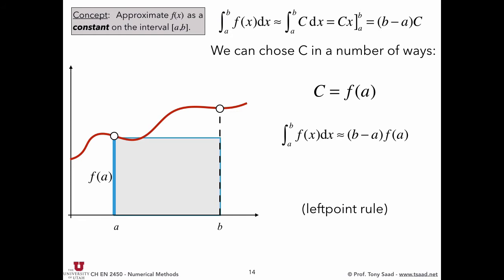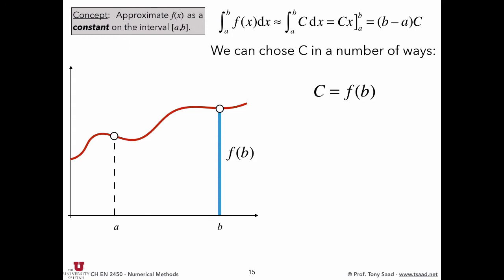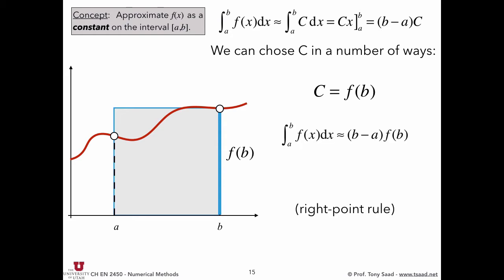Obviously, in this case we're committing an error, and that error is this gap between the rectangle and what we left off under the curve. We can also choose the constant to be equal to f(b), the right-hand side of that rectangle. If you choose it this way, you get this area. In this case you're overestimating the curve, but that's not necessarily the case everywhere. That's how you approximate this integral in this case.